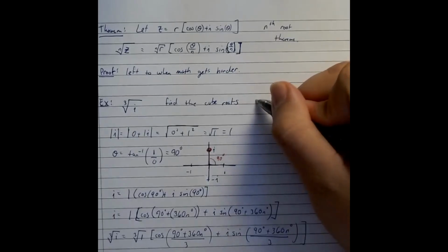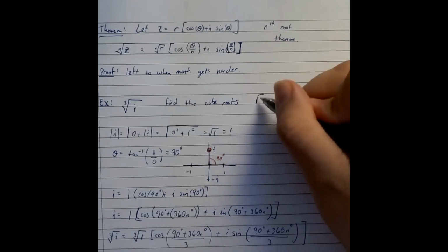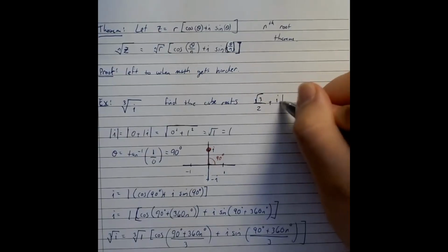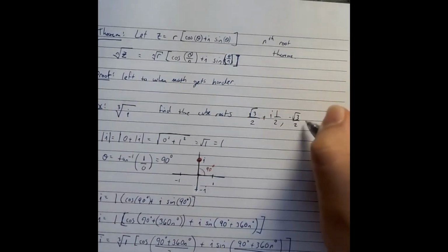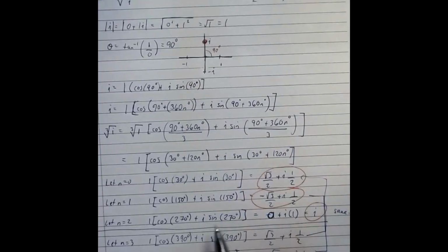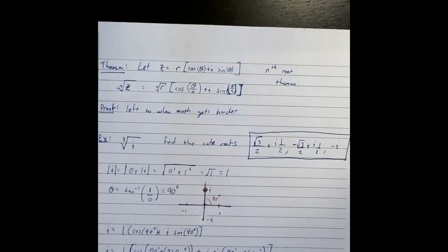They're going to be, let's see here, root 3 over 2 plus 1/2 i. Another one's going to be negative root 3 over 2 plus 1/2 i. And the last one was, and as I'm saying this, I noticed I made a mistake here. The sine of 270 degrees is negative 1. So this one should be negative i. And here we go. These are our 3 cube roots of i.